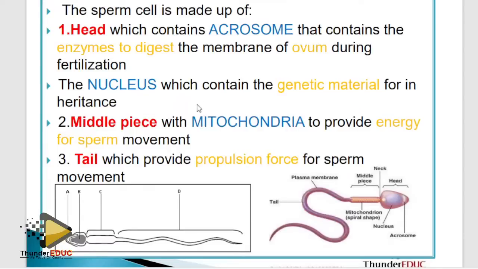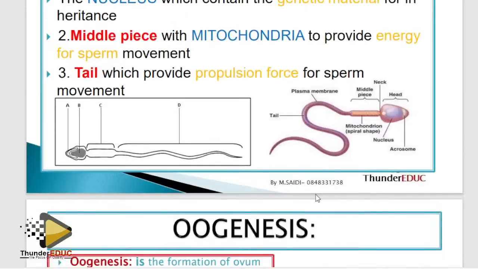So where are students making mistakes? Here, they call this the acrosome. When they ask you the functions, you tell me that the acrosome contains enzymes which digest the membrane of the ovum during fertilization. The acrosome does not digest the membrane of the ovum, but the acrosome contains, listen carefully, enzymes which digest. Because many students say that the acrosome digests the membrane of the ovum. No, you'll get a 0.